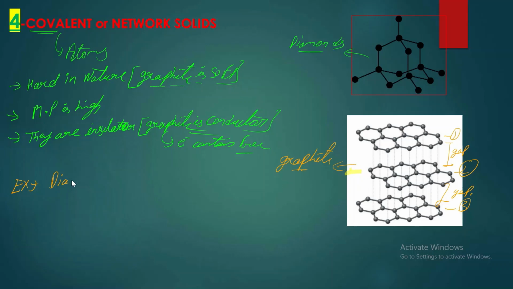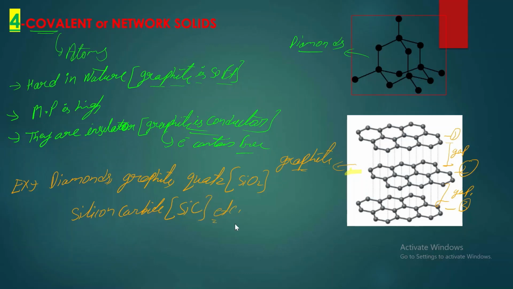Now some examples of the covalent solid or network solid. First is diamond, now graphite, and quartz. What is the formula of quartz? SiO2, silicon dioxide. And silicon carbide. Now what's the formula of silicon carbide? SiC, silicon and carbon, and so on. That's all about the covalent solid and network solid.